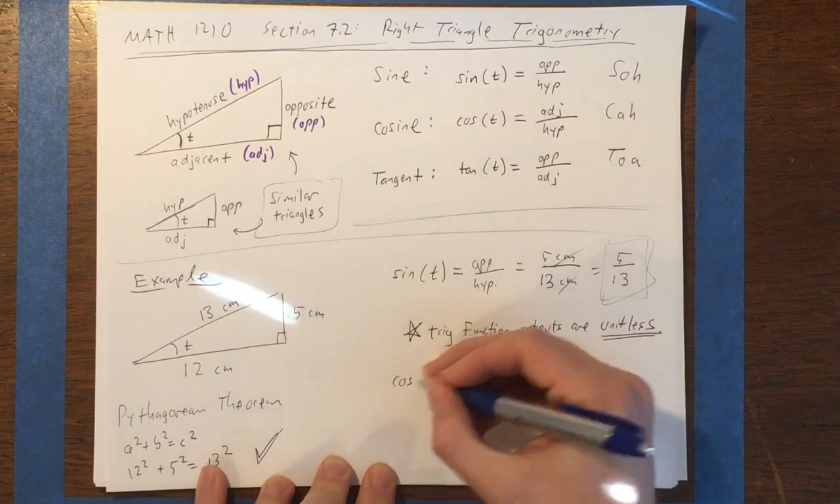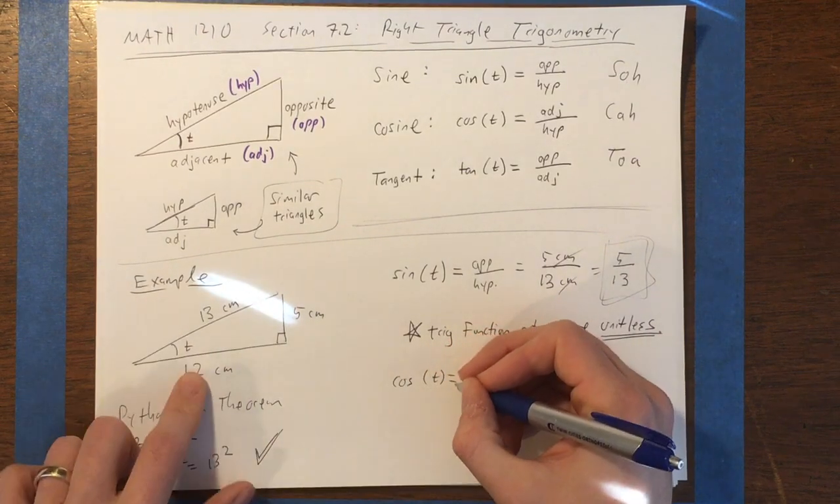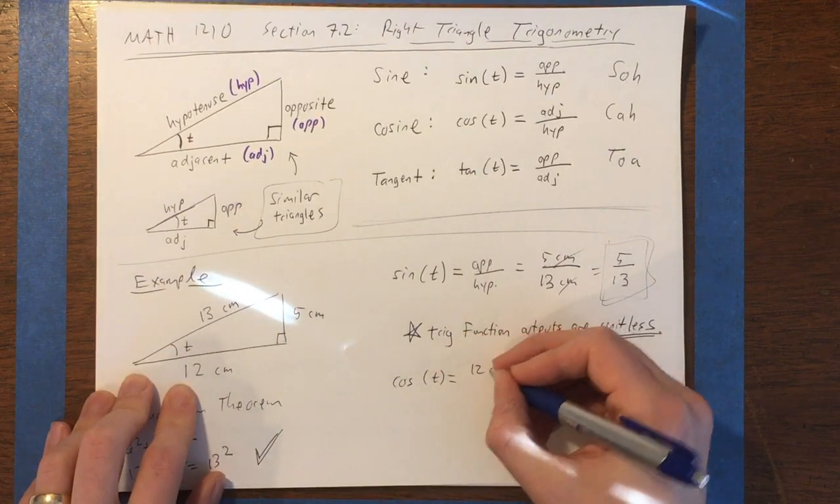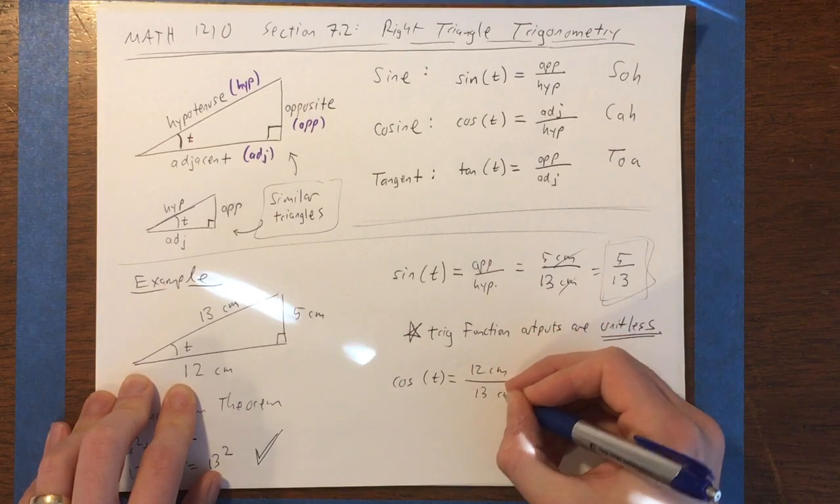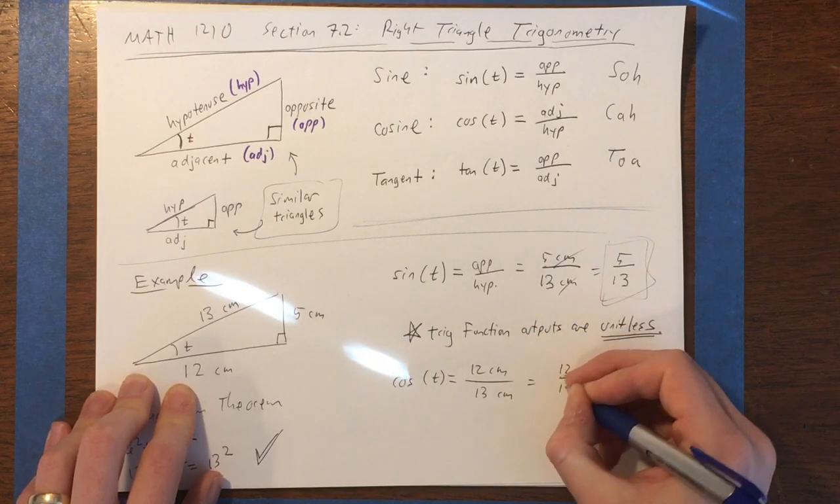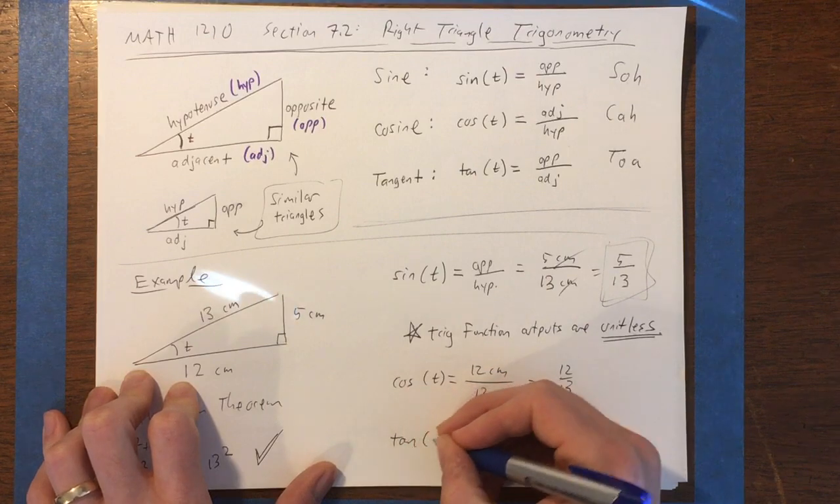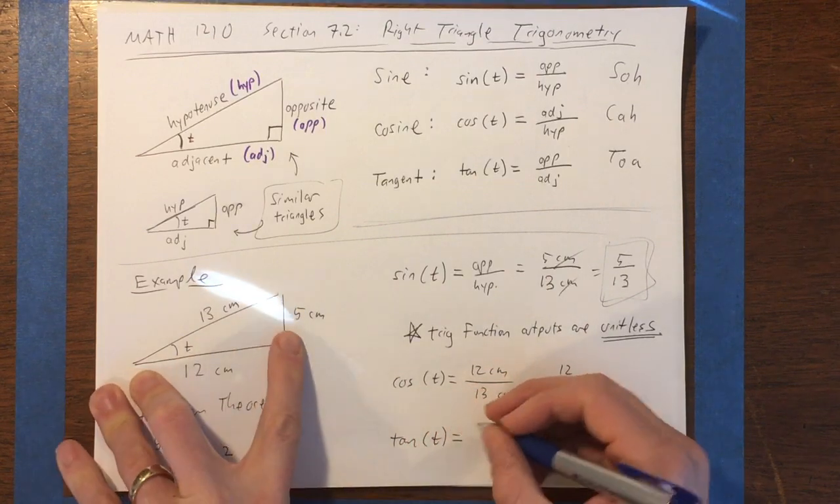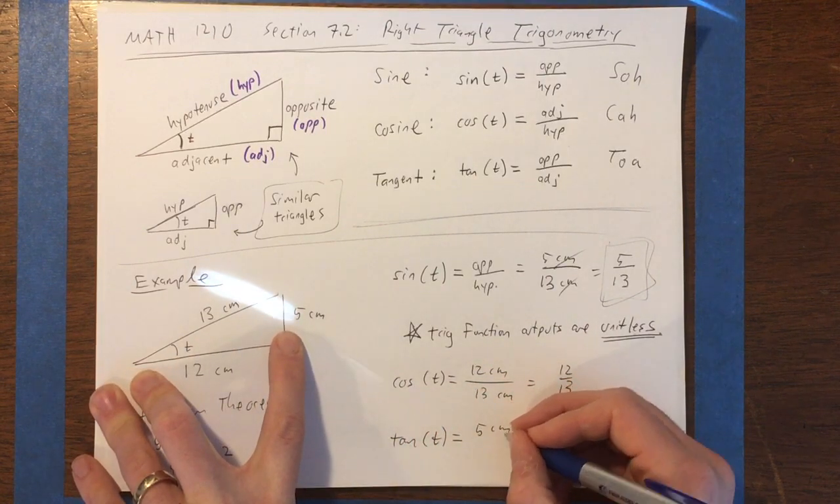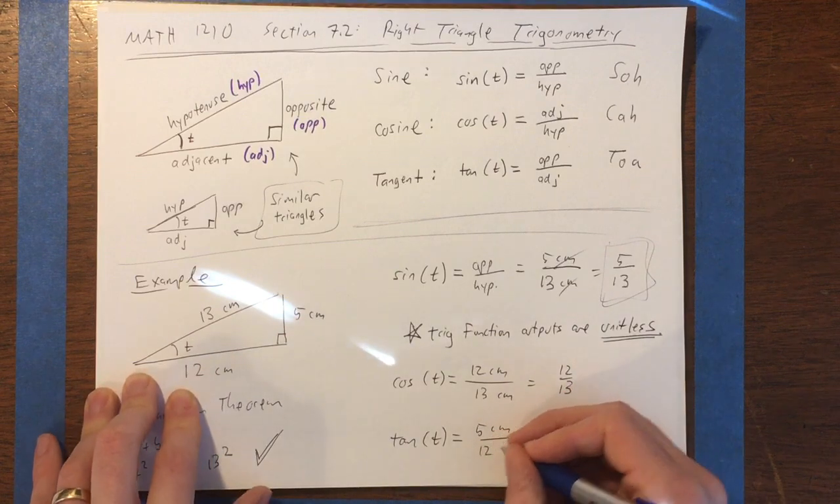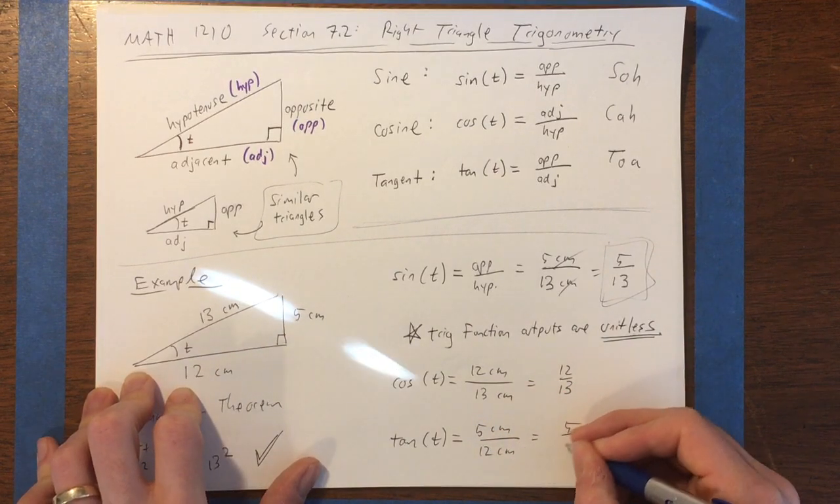Okay, the cosine of this angle t will be the adjacent divided by the hypotenuse, so that's 12 centimeters over 13 centimeters, or just 12 over 13. And then the tangent of this angle t is opposite, which is 5 centimeters, divided by adjacent, which is 12 centimeters, or 5/12.